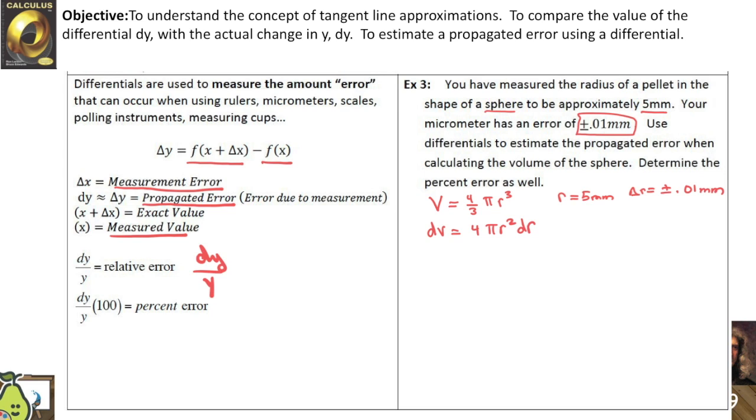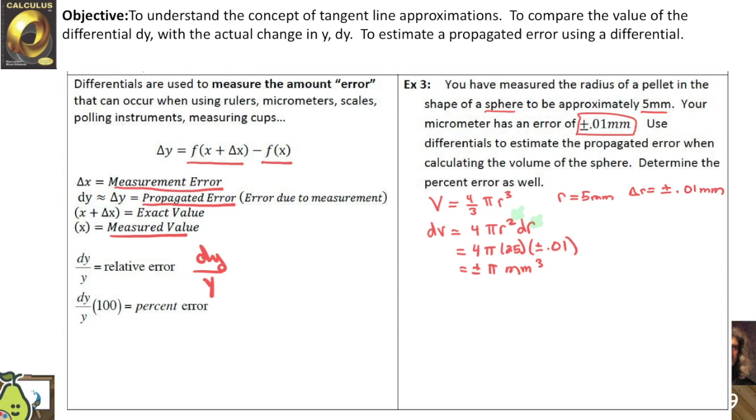So to find the error, we need to think about dV. dV, through substitution, is 4 pi times 5 squared dr, which would be the measure of error from your measuring instrument. So in this problem, we're going to get plus or minus pi millimeters. Now think about it, it's going to be millimeters cubed, because when you are working this out, you've got r squared times dr, which means r cubed, or radius cubed. All right, so we have the propagated error.